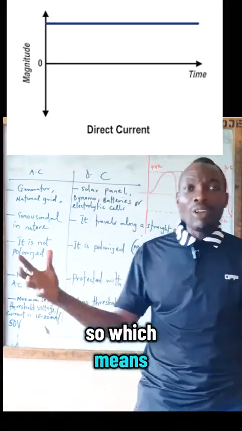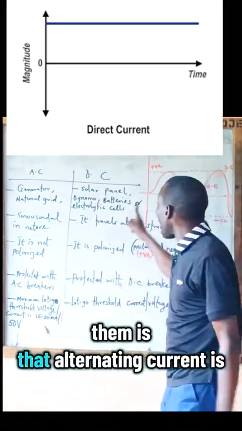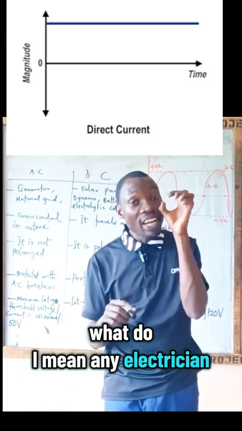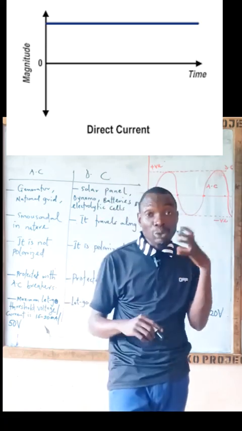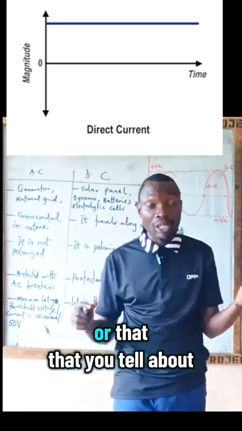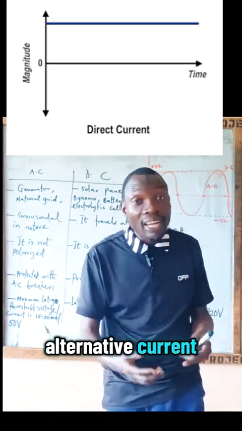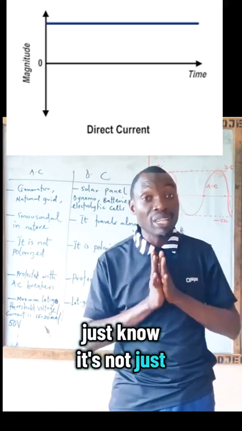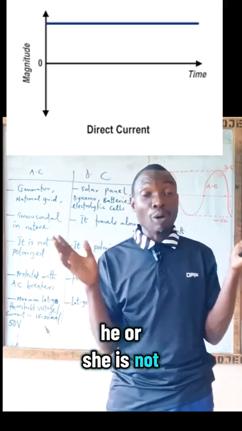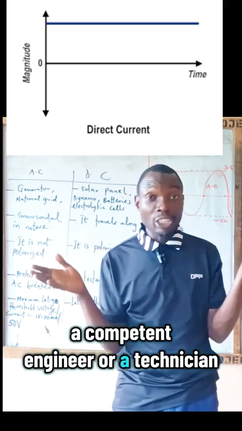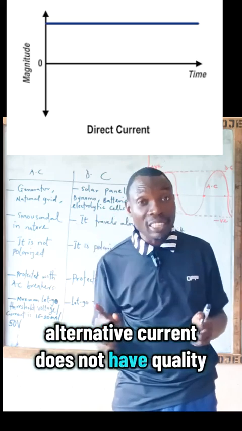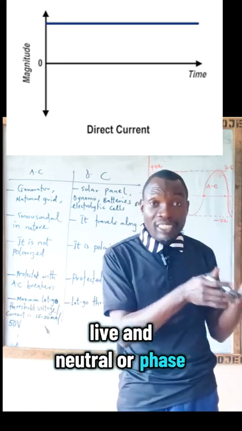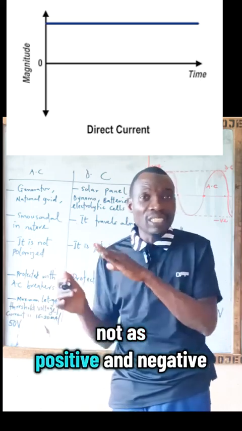Another difference between them is that alternating current is not polarized. What do I mean? Any electrician or engineer who tells you that the two terminals of alternating current are positive and negative, just believe he or she is not a competent engineer or technician. Alternating current does not have polarity. Rather, we rate its terminals as live and neutral, or phase and neutral, not as positive and negative.